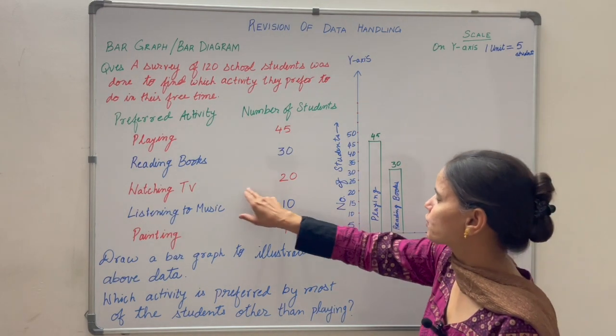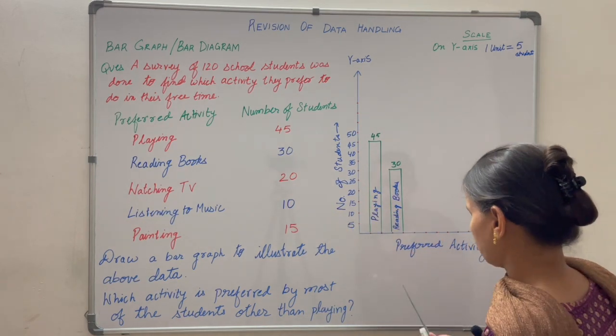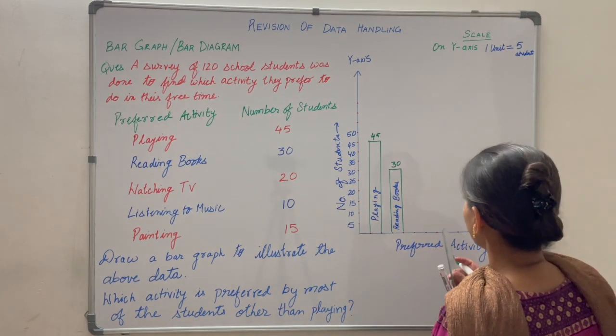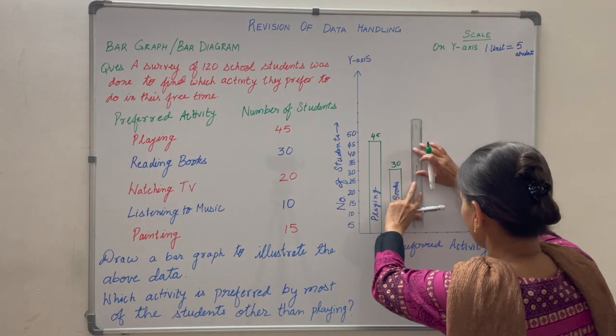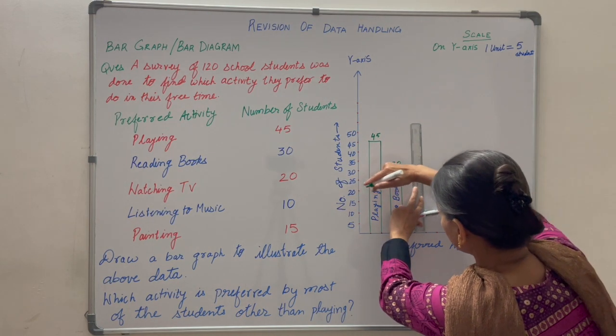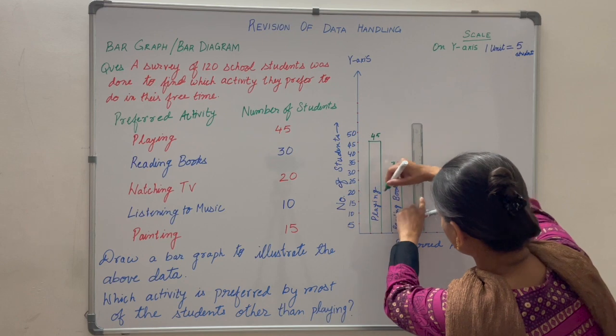Next you have watching TV, which is 20. 20 is here. So let us mark 20 now. 1 unit gap. This is 20. 20 is here.